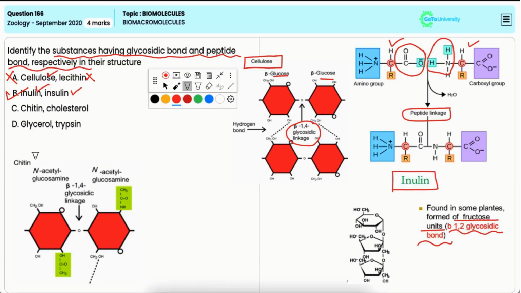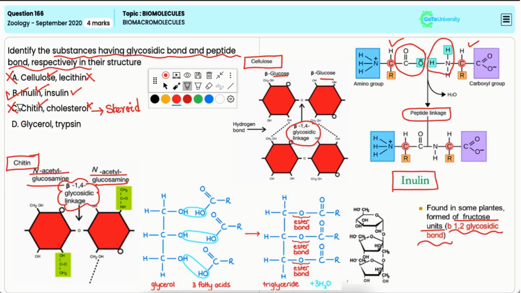Chitin is a polysaccharide like cellulose, and it is composed of N-acetyl glucosamine units linked by glycosidic bonds. But cholesterol is a lipid, specifically a steroid, and it does not have glycosidic or peptide bonds, since it is neither a carbohydrate nor a protein. Hence, incorrect option. Option D, glycerol and trypsin.